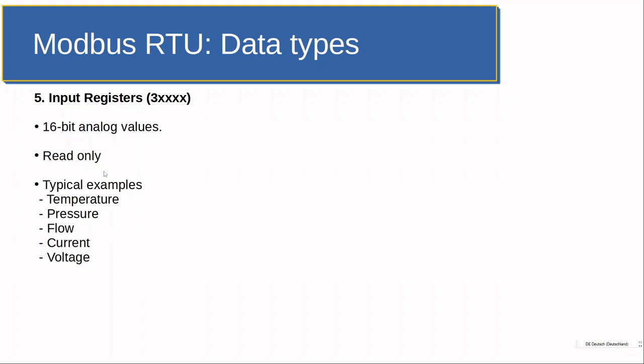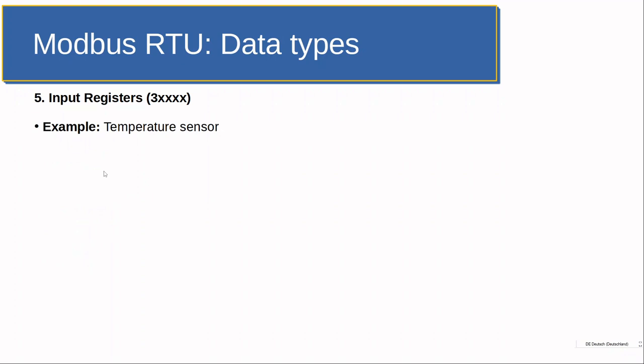And here I'll show you an example. For example, we have a temperature sensor which writes to register 30,001 a value of 250. This value then needs scaling, meaning we need to check the manual of the device, and then we will know that 250 actually means, for example, 25 degrees.